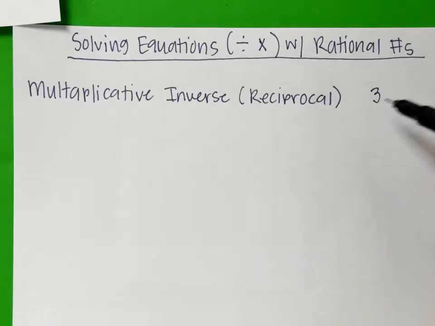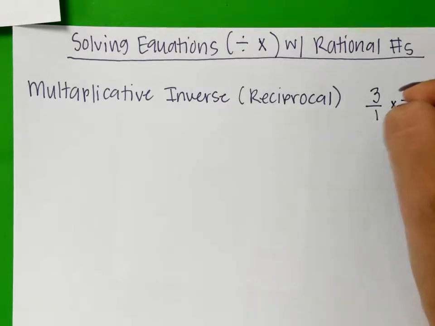How do I write 3 as a fraction? 3 over 1. So then if I have its reciprocal, that means I'm flipping it. So its multiplicative inverse or its reciprocal is 1 over 3. Okay, so basically just flipping it over? Yep, you're just flipping your numbers.